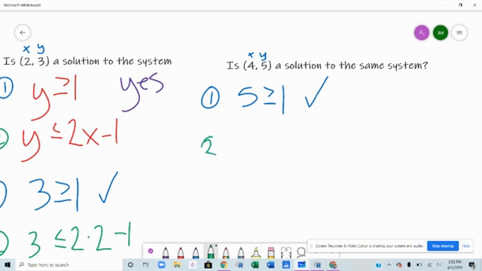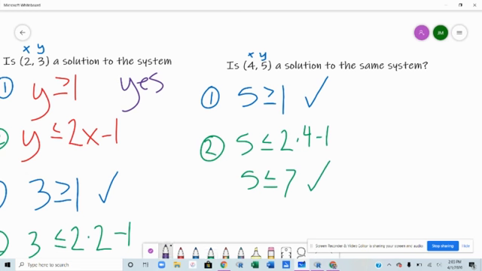So now you're going to try the second one. You're going to take your y value, which is 5, is less than or equal to 2 times x, which this time x is 4, minus 1. So that is 5 less than or equal to 2 times 4 minus 1, 8 minus 1 is 7. Is 5 less than or equal to 7? Yes, it is. So is this a solution to the system? Yes.